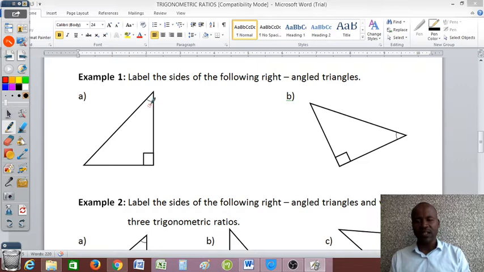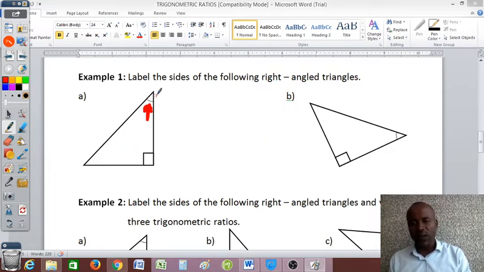This angle is given. Look at here. This angle is given because the arc here shows that this angle is given. Because we don't have an arc here, no letter is given here. This arc shows that we have been given this angle, but this angle is not given. For this one, it's known. The degree measure of this angle is 90 degrees, or we have a right angle here. So we use this angle to label the sides of the right-angled triangles.